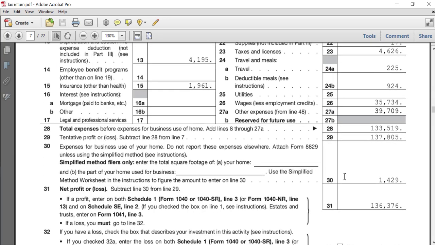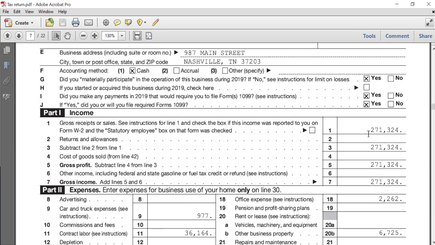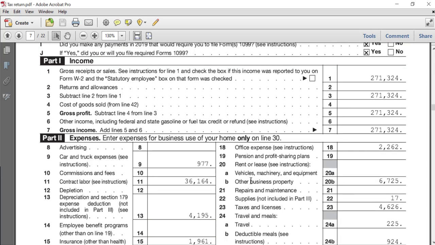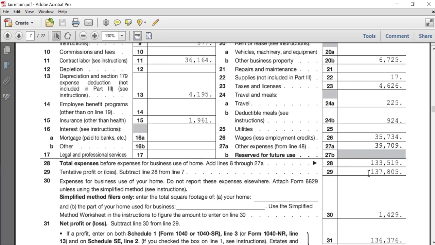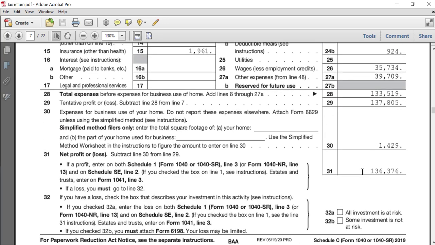He also has a home office. You can see right here, he gets a $1,400 deduction for the use of his office. So he has his revenue, his expenses equals $137,000, minus his home office equals $136,000 of net income.